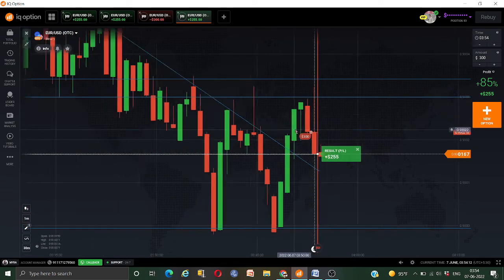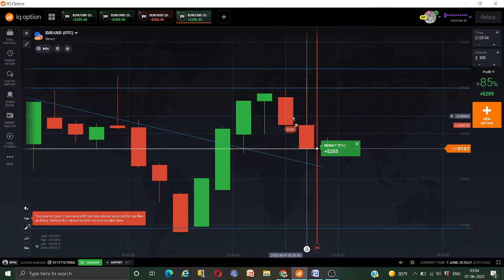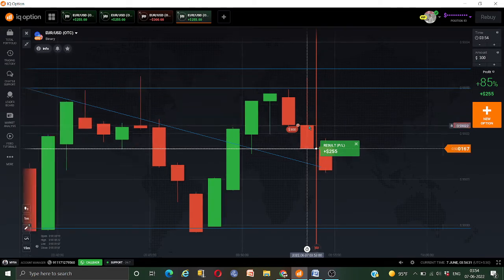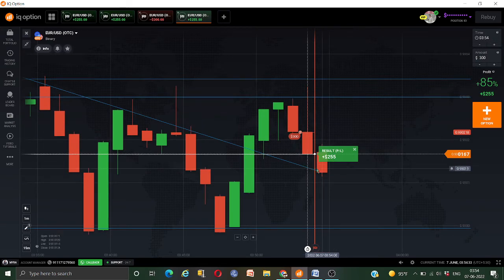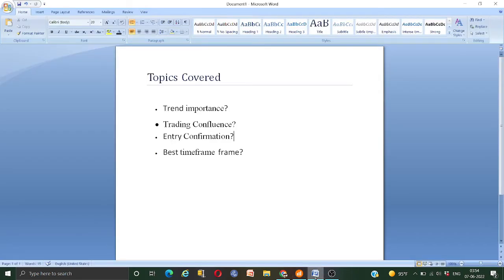Downtrend, resistance. Okay, it's a downtrend. Reason number one. Resistance means sellers' area. Reason number two. And this strong candle, reason number three. The next candle will also become a red candle because of this seller's strength. Let me remove this. Okay, this is a trading confirmation.